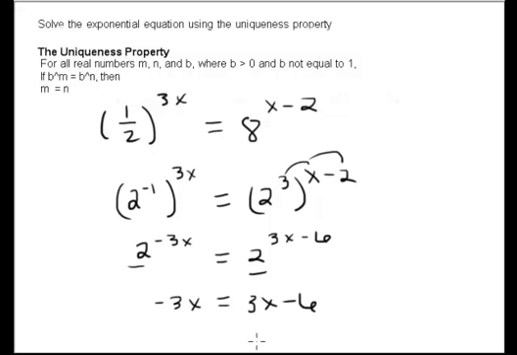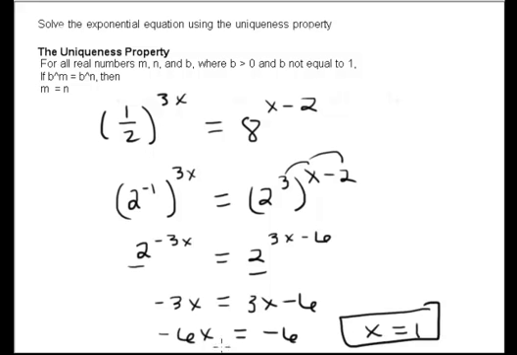If I attempt to solve for x now, I get negative 6x equals negative 6. Divide both sides by negative 6, and get x equals 1. And that is my final answer.